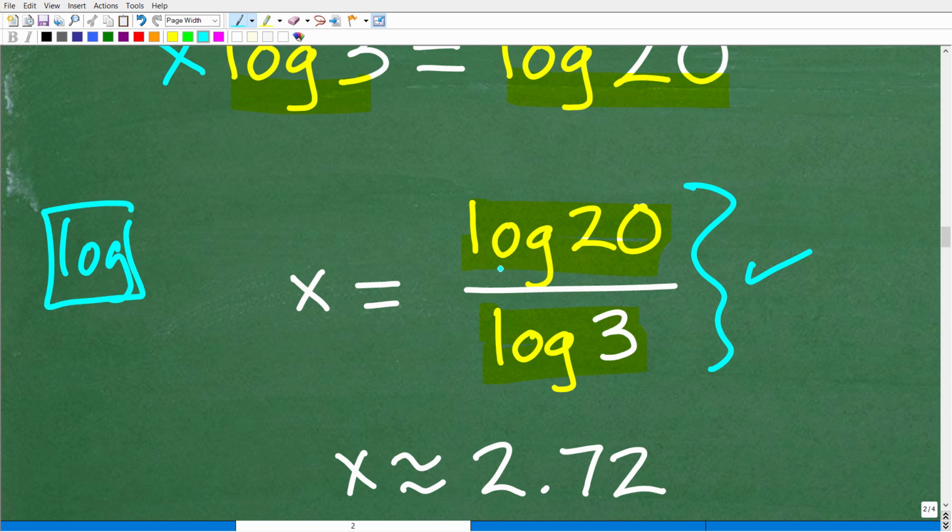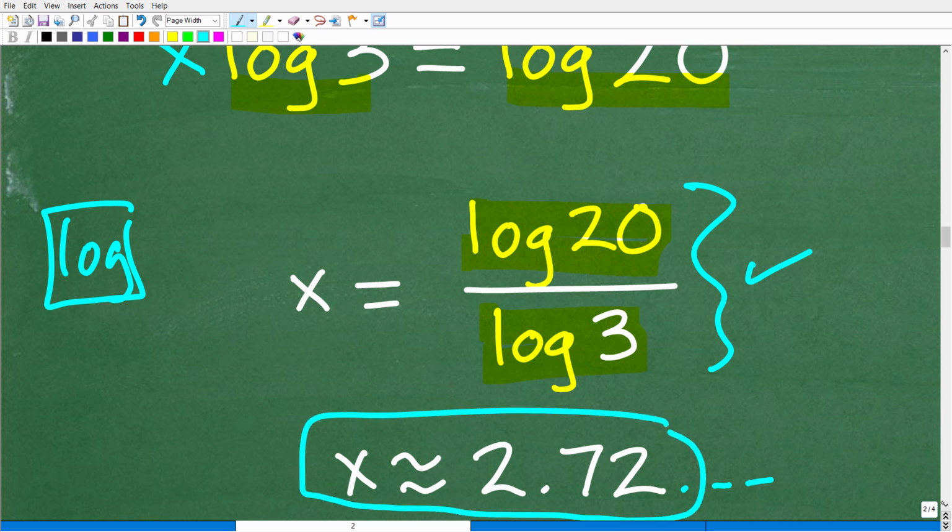So if you go into your calculator, just go log 20, divide that by log of 3, and you'll get approximately 2.72. There are some other digits here, but we'll just round this off, so that's an approximation.